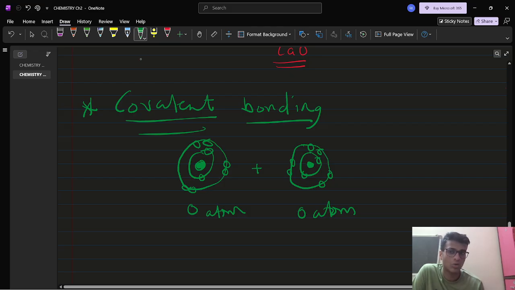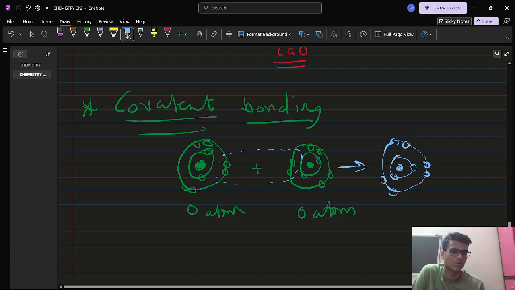So what they do is they share these electrons. They share it and form. 1, 2, 3, 4, 5, 6, 7, 8.